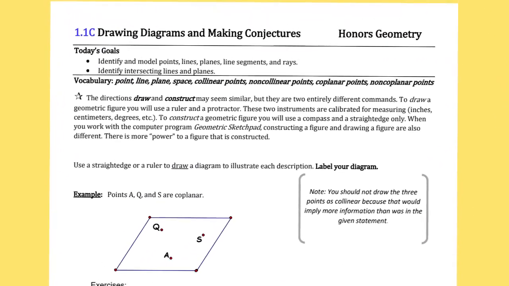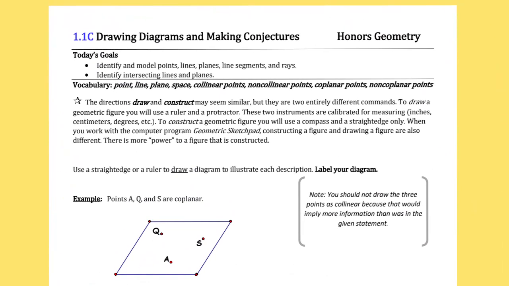Okay, so today we're going to be making some diagrams and also making some conjectures. And we're going to talk a little bit about vocabulary. If you were drawing before rulers, we would use a straight edge that didn't have any measurements on it, and we would actually use a compass to help us make right angles, etc. And that's something that you may have done in younger grades.